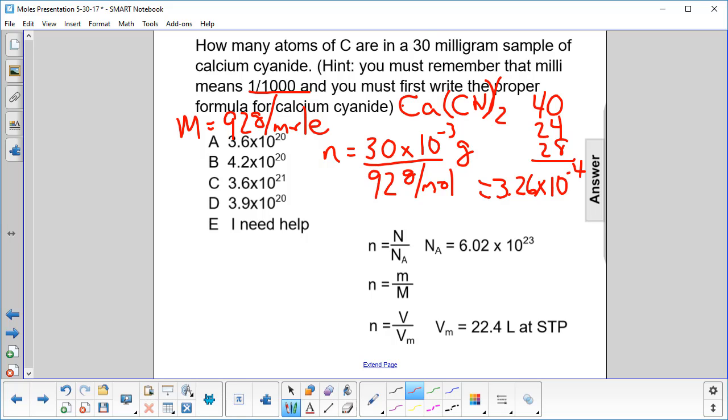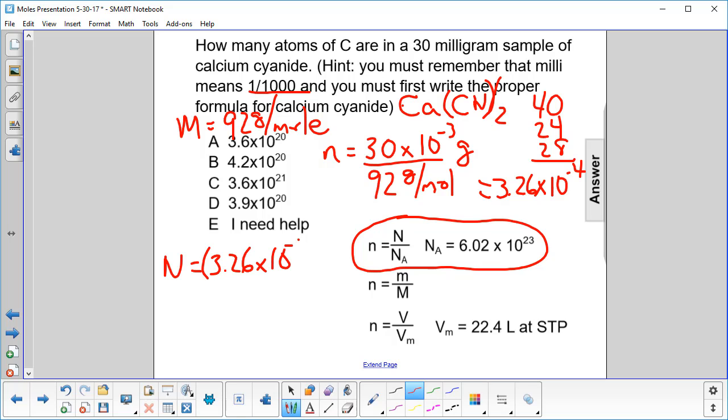Kind of ran out of room to write moles. Now we're trying to find the number of atoms. So we're going to use this one right here. And the number of atoms, however, first, before we find the atoms of carbon, we have to find the atoms of the molecule, which is kind of what we've been calculating all along. So we have 3.26 times 10 to the minus 4th. That's what n is equal to. Okay, so we're using this formula here.